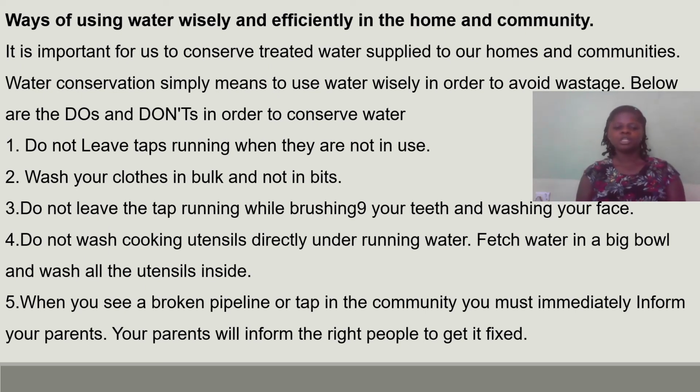We should also not wash our cooking utensils directly under running water. You fetch water into a bowl, then you wash the utensils in the bowl. When you see a broken pipeline or tap in the community, you must immediately report to your parents. Then your parents will also inform the right people to get it fixed. This is how we can conserve water in the environment. I hope you're going to adhere to this so that we can all avoid wasting treated water.